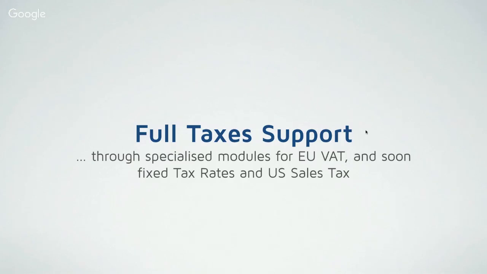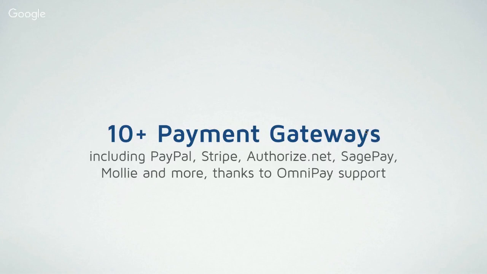We'll also have at least 10 payment gateways available when we launch Commerce. We already have 4, which are PayPal, Stripe, Mollie, and Braintree. And we will be adding a lot more to that list over the next couple of months.